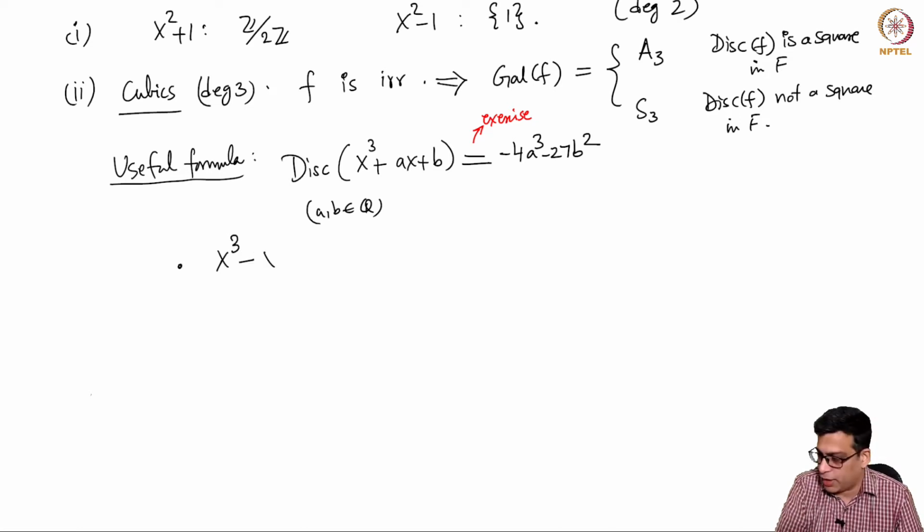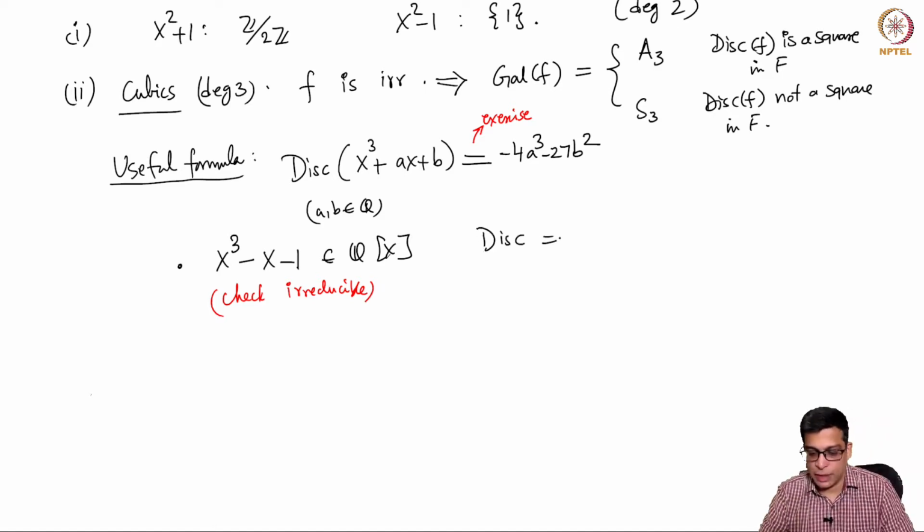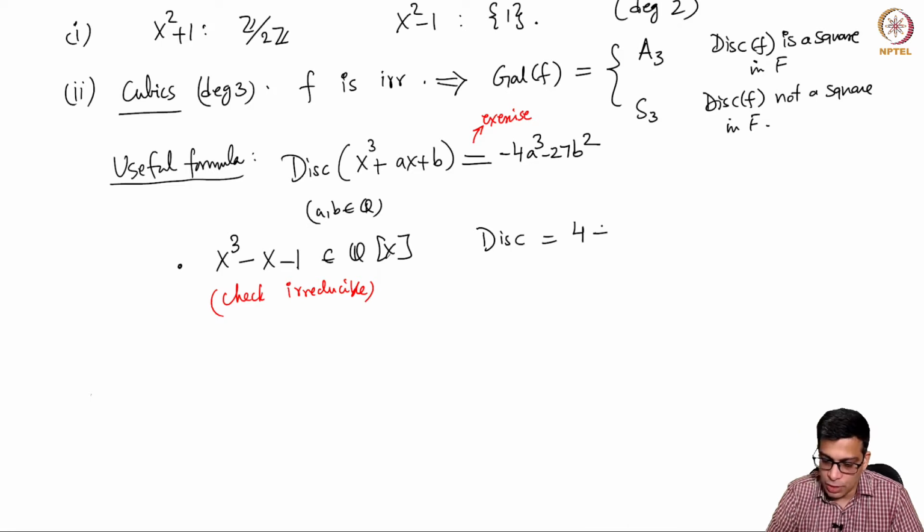If you take x cubed minus x minus 1 in Q[x], check that it is irreducible. I am going to give you a quick reason why in a minute, but it is irreducible, one can check. Then what is the discriminant? This is a polynomial of this form, called a depressed cubic, meaning the x squared term is not there. So a is minus 1, so minus 1 cubed is minus 1, so that gives 4. b is minus 1, b squared is 1, so this is minus 23, not a square, so the Galois group is S3.